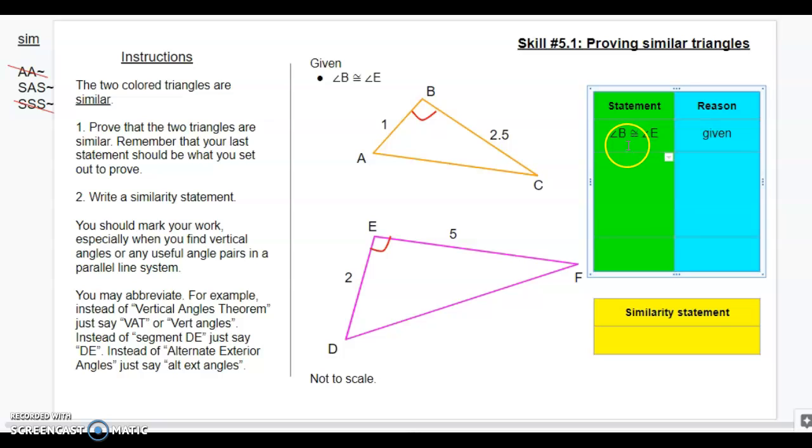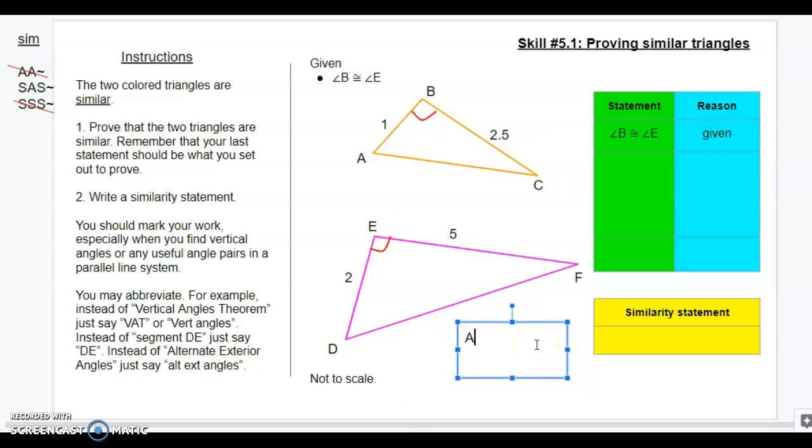Now, I have two pairs of corresponding sides. I need to show that they're proportional. In other words, I need to show that they form a proportion. So what I'm looking for is AB divided by ED is equal to BC divided by EF. Okay, again, you do not need to do this. You just need to know that it's true, and you're going to claim that it's true in the proof itself.